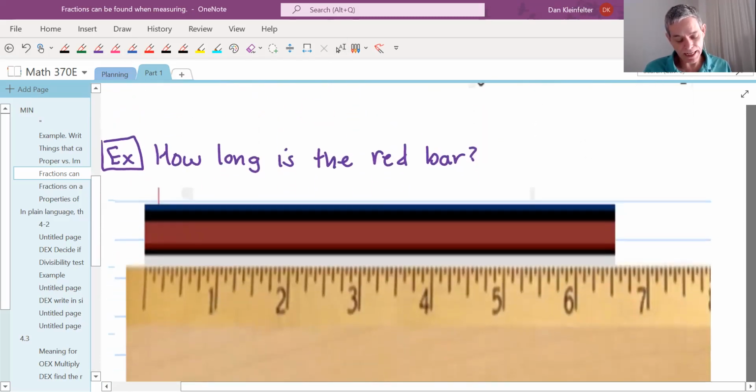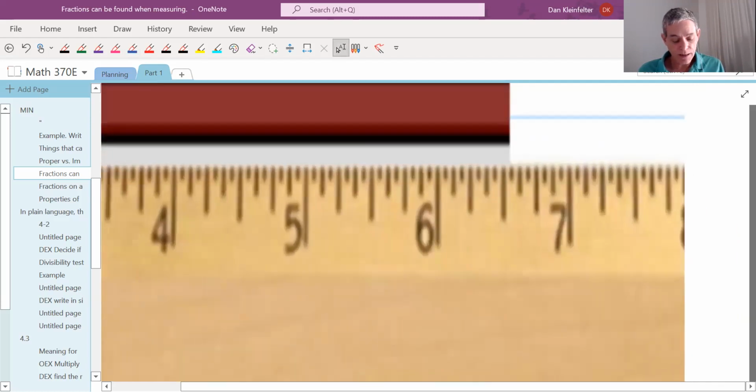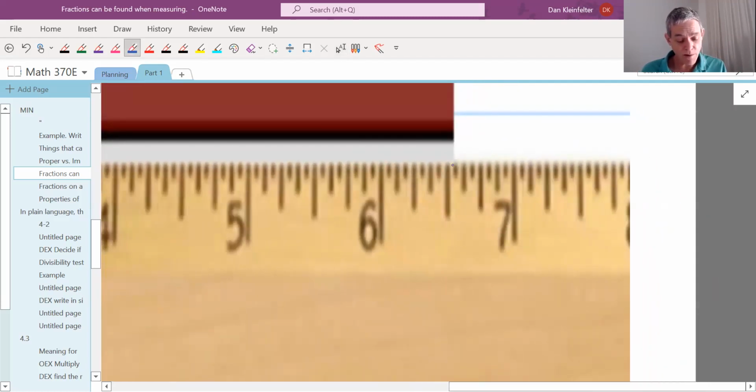Okay, here's another example. In this case, we have a red bar and then a piece of ruler. This time we have more than one. It goes all the way up beyond 6. So let's make that a little bigger. We want to see where the red bar ends. So it looks like it ends right there. So we need to figure out where that is.